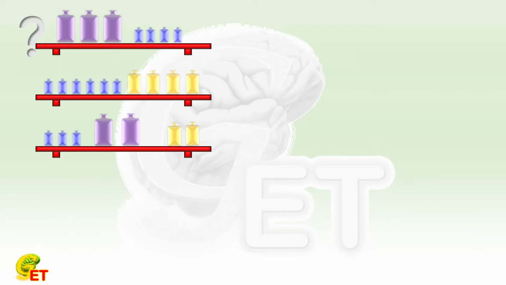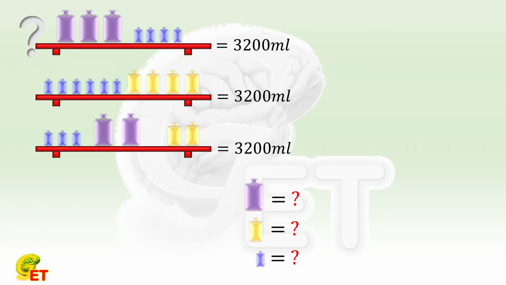On the shelves, there are 3 types of bottles full of water. It is known that the total amount of water in the bottles on each shelf is 3,200 milliliters. So how much water is there in each bottle? Why not give it a try, and we will come back soon.